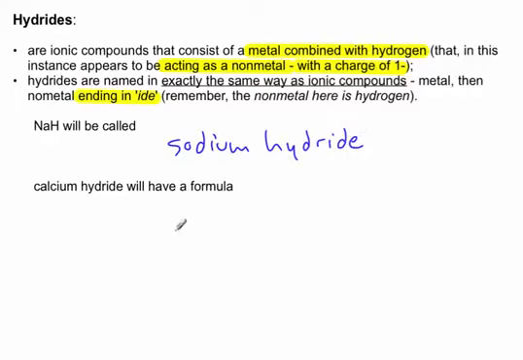Calcium hydride would have the formula, well, calcium has the charge of 2+, so that's Ca2+, and hydrogen has a charge of 1-, so it's H2, CaH2, calcium hydride. So hydrides are really straightforward. You're just remembering that hydrogen is going to come second, and it has to counter the charge of the metal, the positive cation. Just a few examples then to finish off.